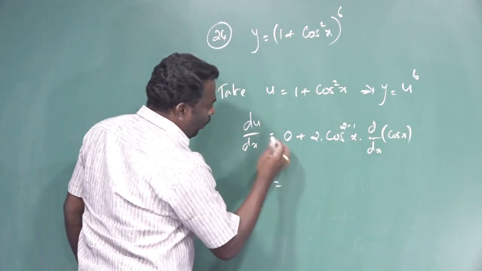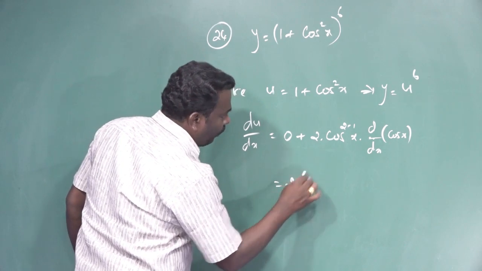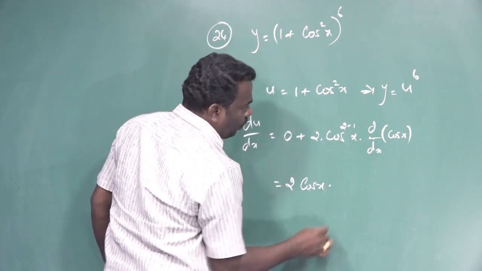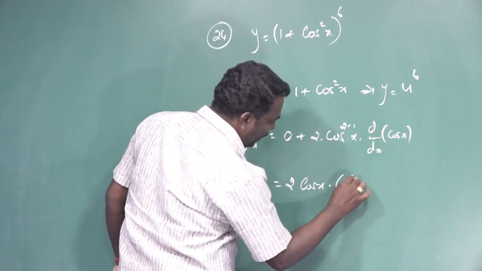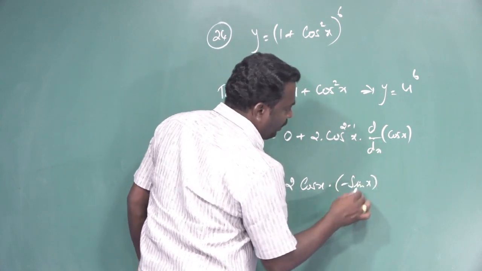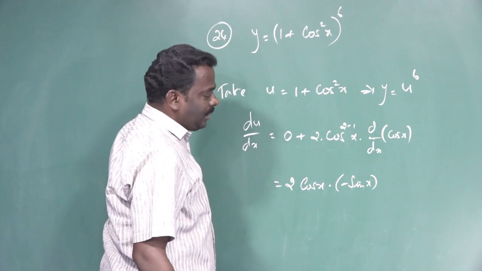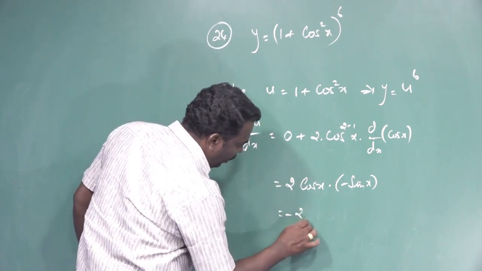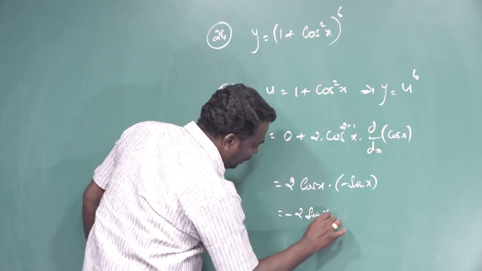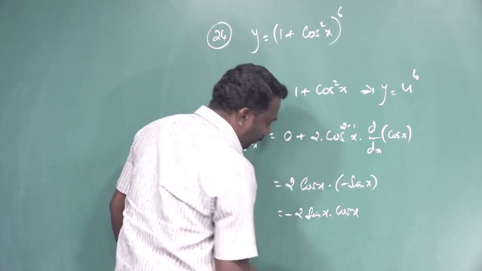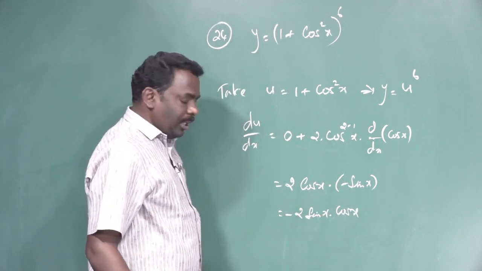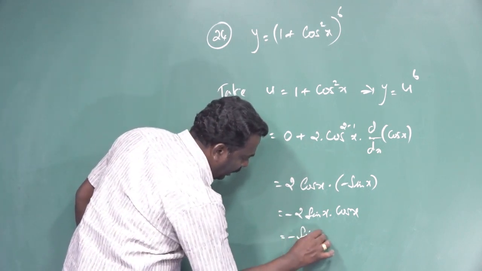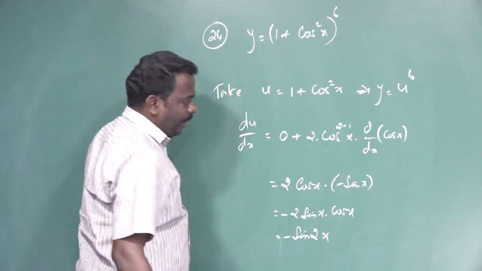And that is equal to, the 1 vanished, 2 into cos x, since 2 minus 1 is 1, into the differentiation of cos, which becomes minus sin x. Differentiation of cos is minus sin x. And that is equal to minus 2 into sin x into cos x. We know 2 times sin x cos x equals the sin 2x formula. That is equal to minus sin 2x, the derivative.